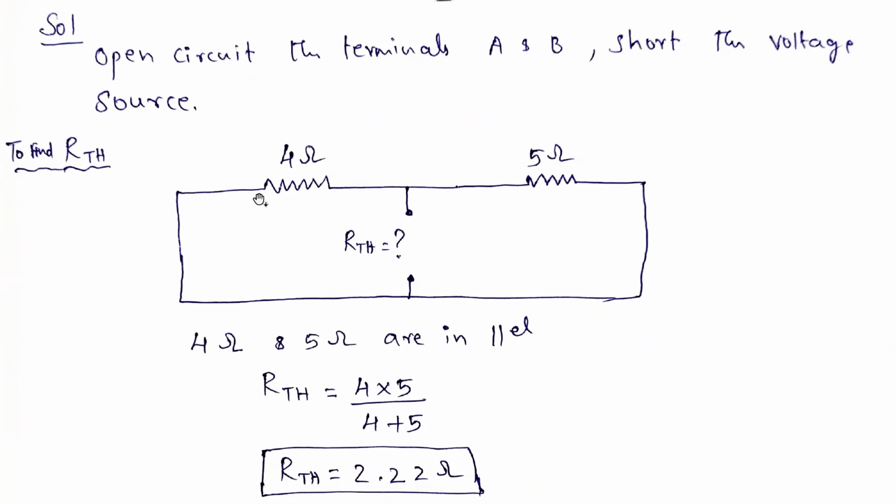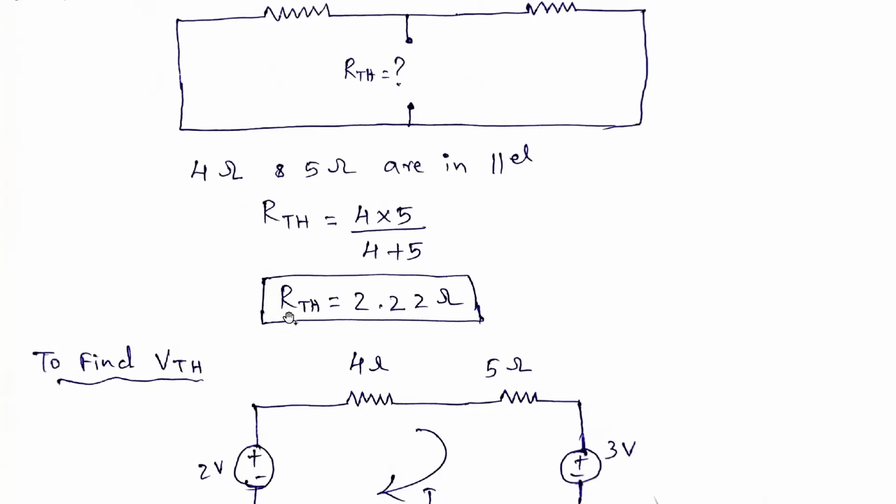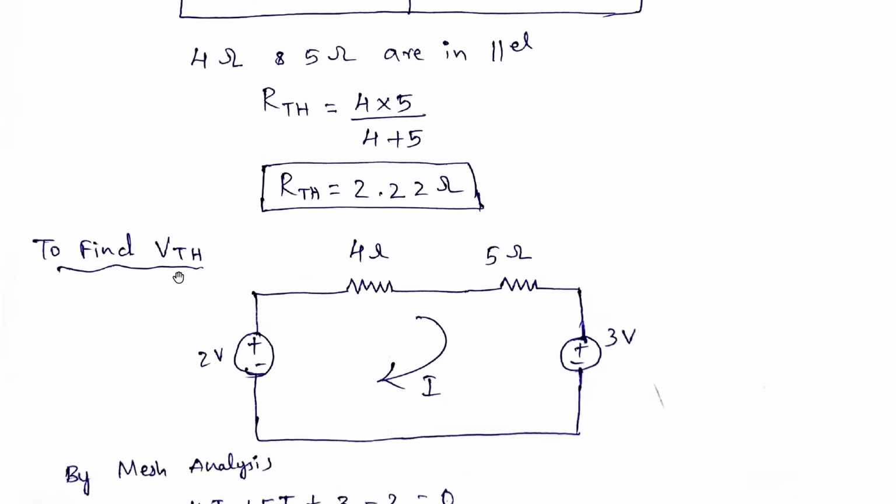If you see, the 4 ohms and 5 ohms are in parallel, so we find RTH. RTH is equal to 4 into 5 divided by 4 plus 5. So we get RTH as 2.22 ohms. Next, we need to calculate VTH.